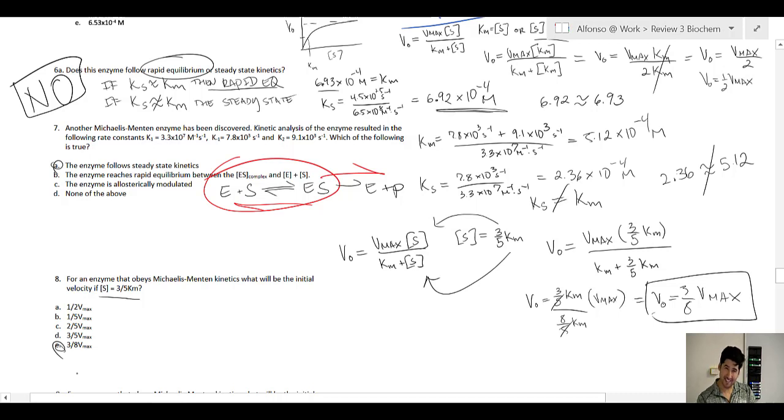Okay, don't you guys hate that? Whenever you calculate something and it's not one of the answer choices, it lets you know that your process is wrong. Okay, but that's our initial velocity. It's 3/8 of the Vmax.